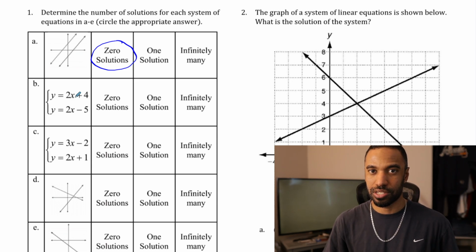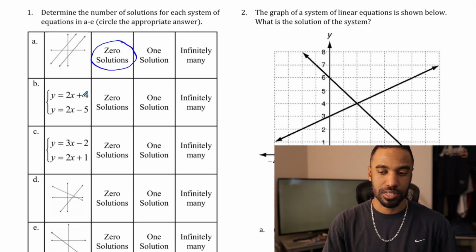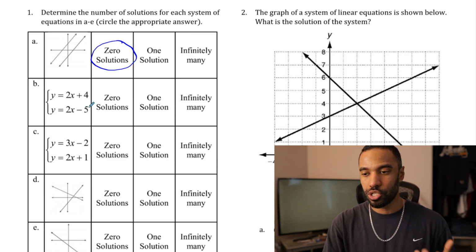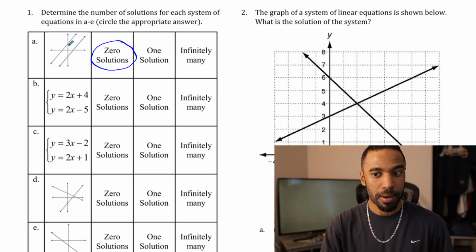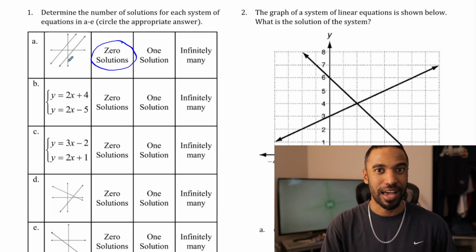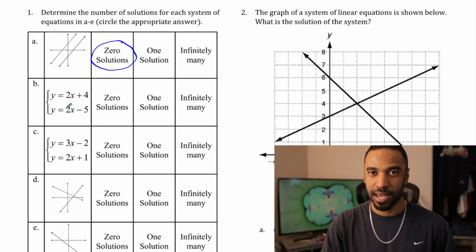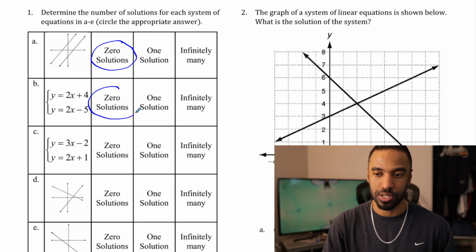It all depends on, are they the same line? Plus 4 means this one starts with a y-intercept of 4. This one has a y-intercept of negative 5. They are in 2 different places as they fall. This might be the graph for this, y equals 2x plus 4 and y equals 2x minus 5. I don't really know. What I do know is these lines are parallel, and these parallel lines do not intersect either. There are 0 solutions to this one as well.